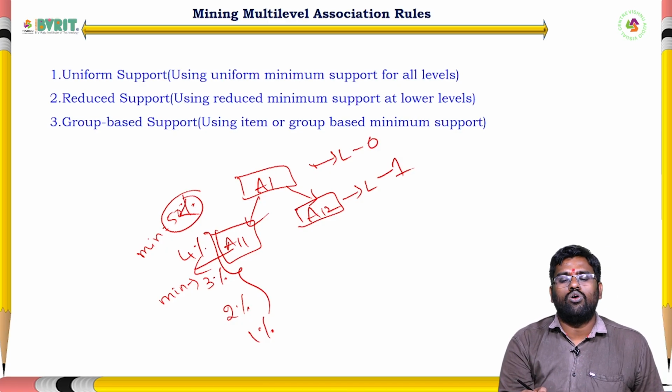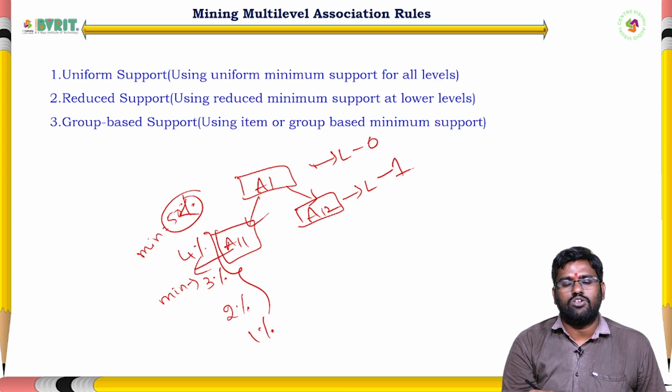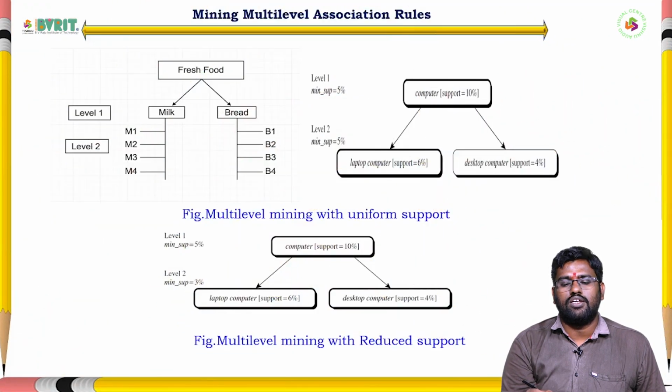Coming to group-based count. Group-based count means that based on the groups, they reduce the count values. Whether those are similar, we need to reduce the count from the given set of values. That is about the method. So I will show you with an example, and you will understand the diagram.